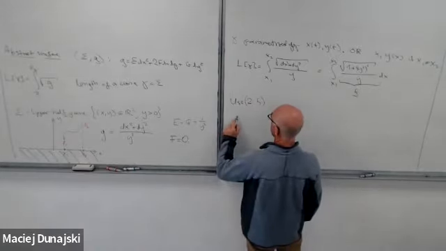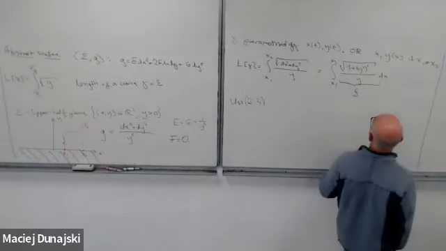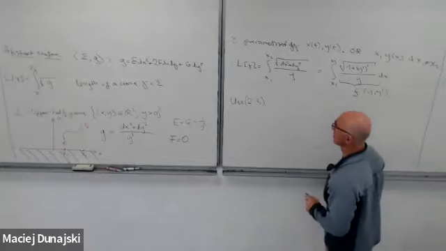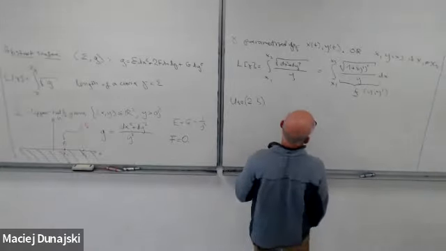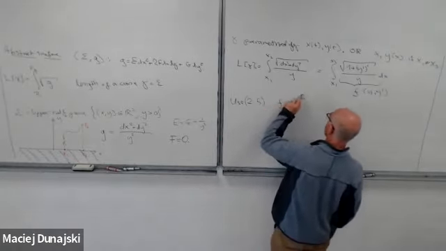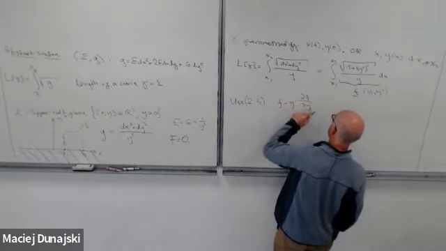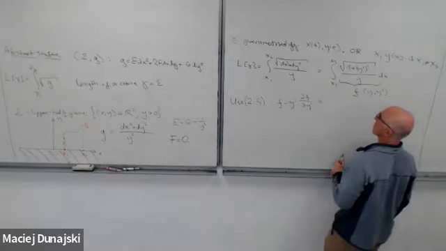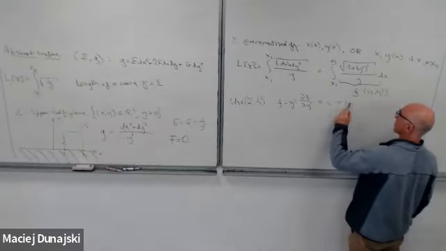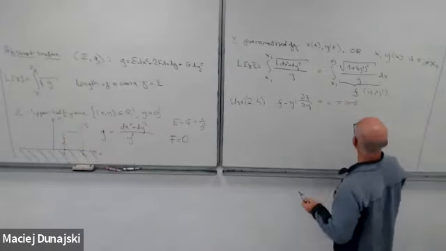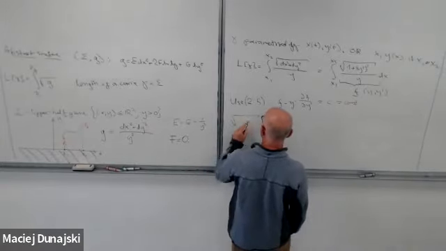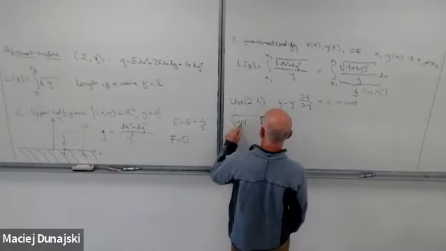So if f only depends on y prime, I can use 2.5 between 4, and that gives me f minus y prime times the partial derivative of f with respect to y prime equals a constant, this constant c. And here I compute. So I have a root of 1 plus y prime squared.